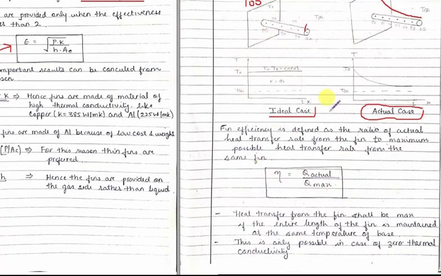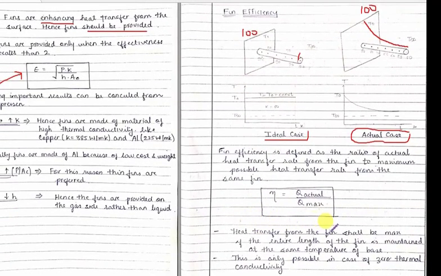Now we will see what is the ideal case. Heat transfer from the fin shall be maximum if the entire length of the fin is maintained at the same temperature as the base temperature. So when will maximum heat transfer be possible? When the entire fin surface is maintained at a temperature same as that of the base plate.